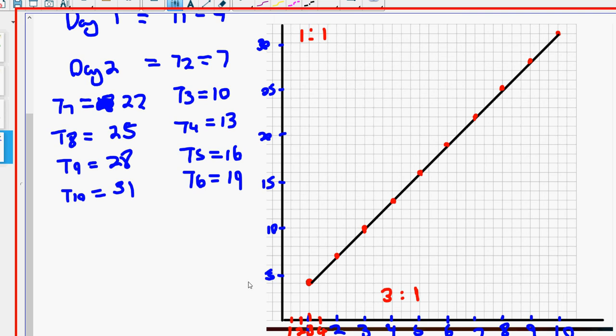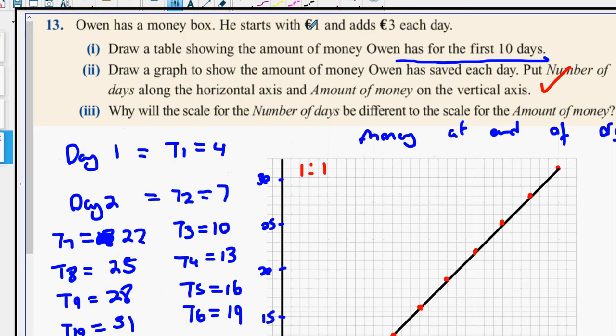So I think what they're referring to is why isn't T1 1 and why isn't T2 2, and why isn't T3 3? It's quite simply we're going up by €3 each day. We're not going up by €1 each day. Does that make sense? Starts with 1, adds 3 each day. All right, guys.